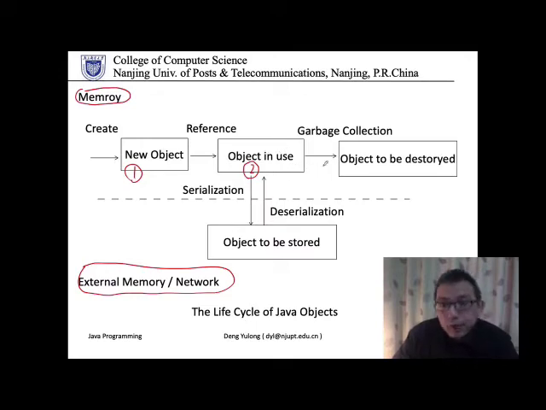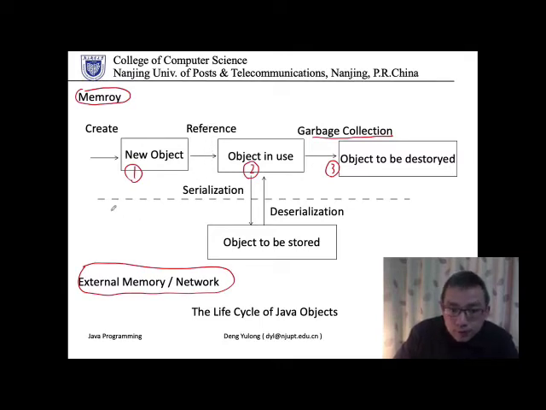and use it. And the next step, the final step, is once this object is no longer used in your application, in your software, it should be deleted, should be destroyed. We name it garbage collection. This is the final step. All these three steps happen inside memory.